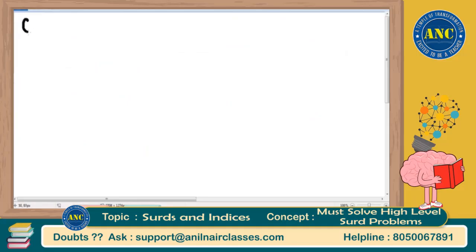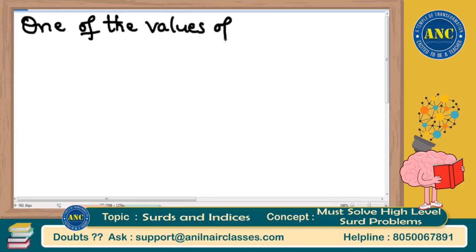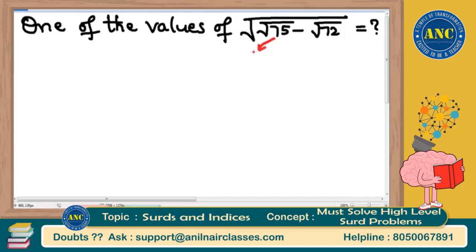Another question. Your question is: one of the values of square root of root 75 minus root 72 is what? What is one of the values of square root of root 75 minus root 72? Now see here, think logically. Root 75 is root of 25 into 3. It is nothing but 5 root 3, right?